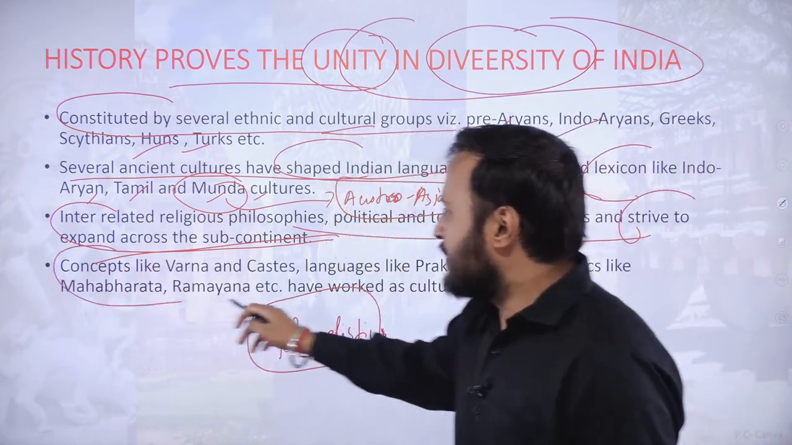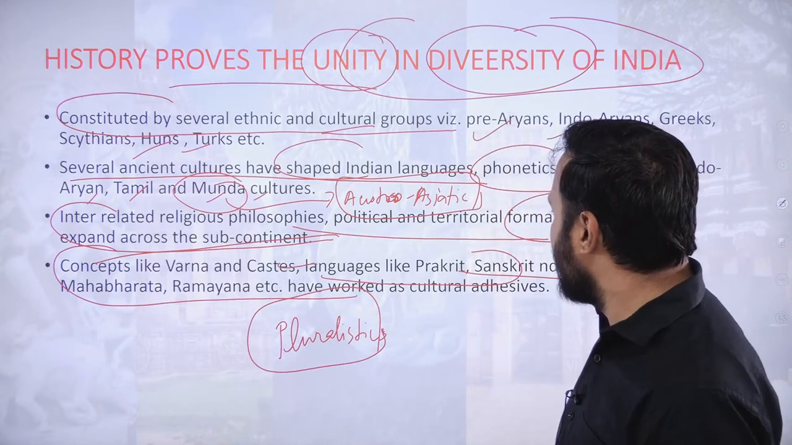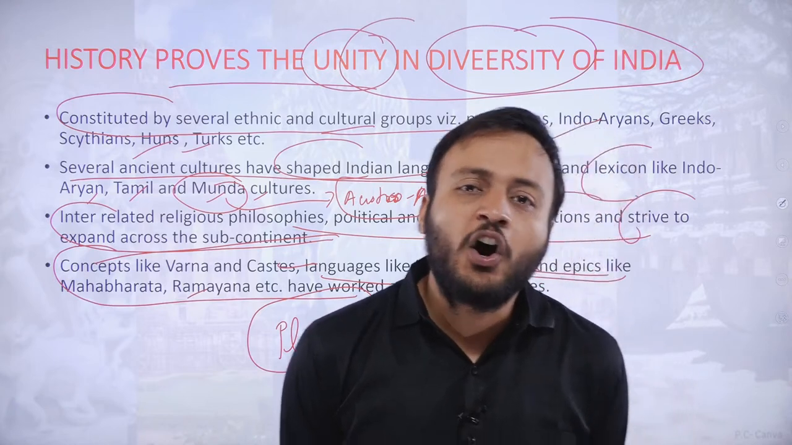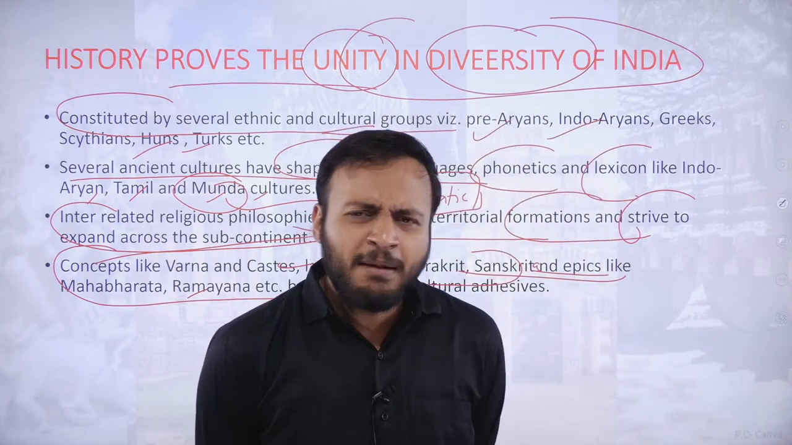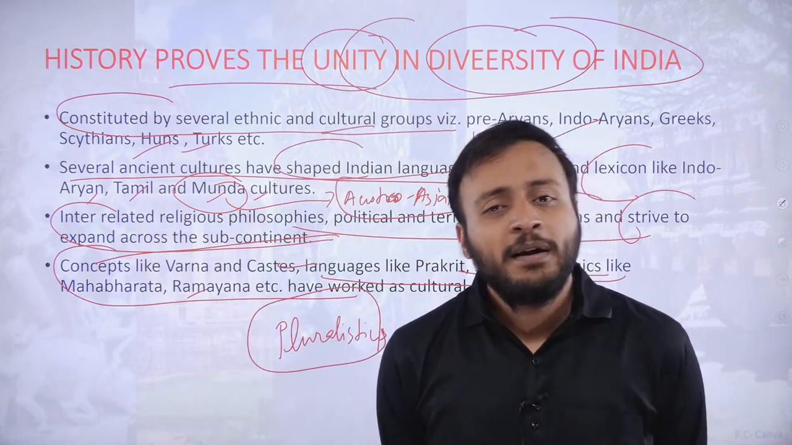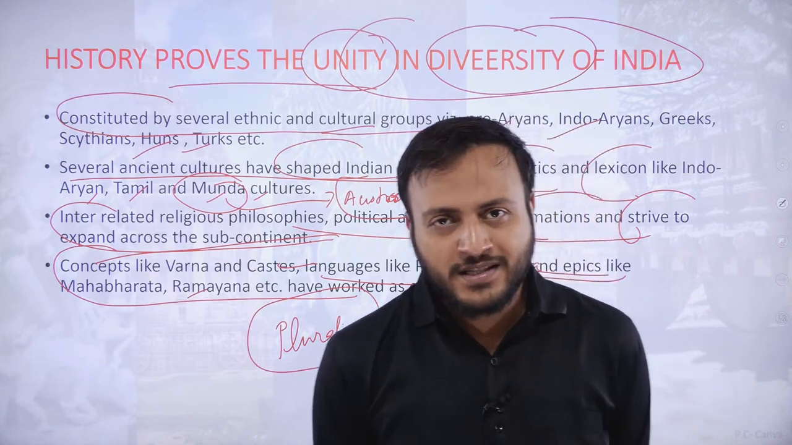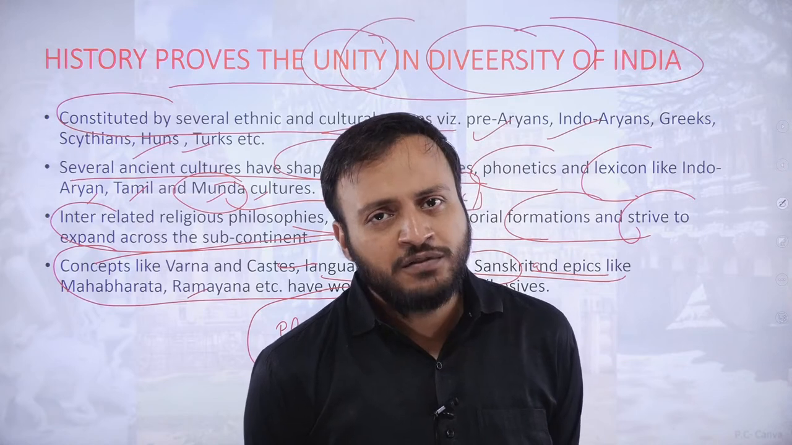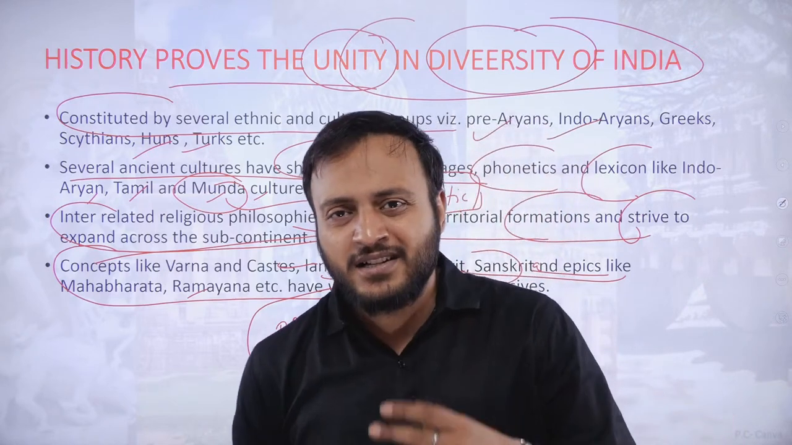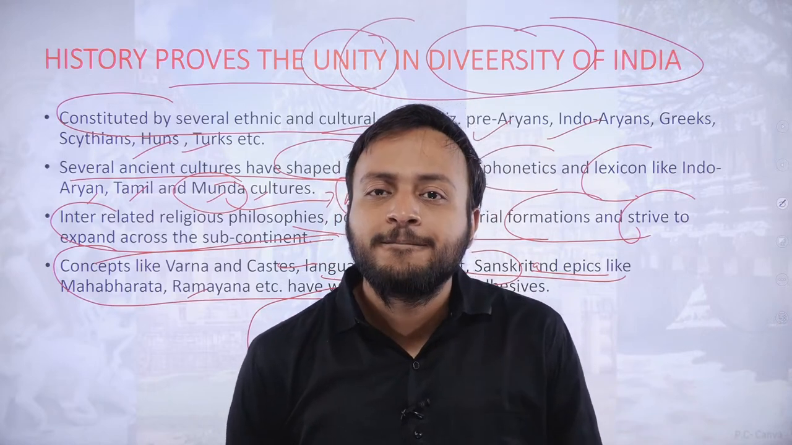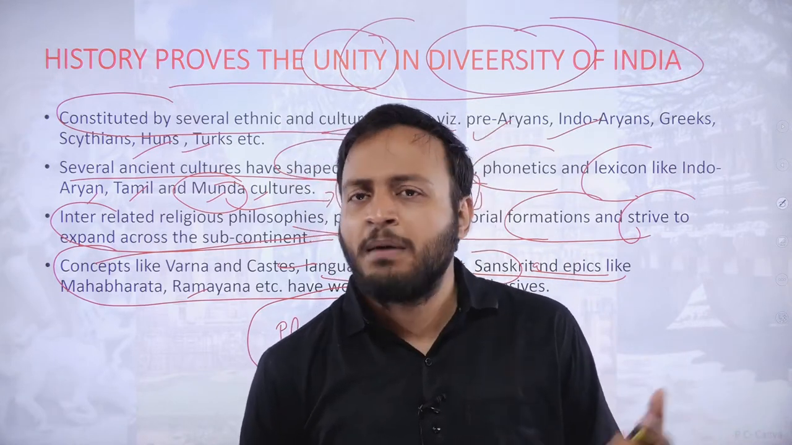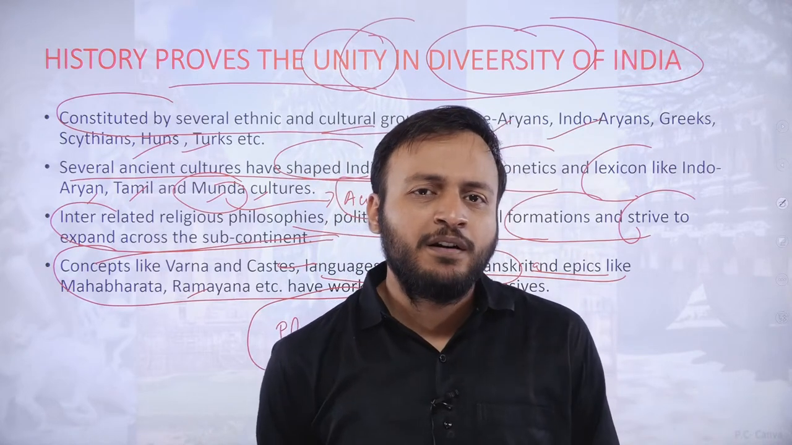Now, concepts like the Varna and the caste and the languages like Prakrit, Sanskrit, and epics like Mahabharata, Ramayana. Guys, there are a lot of things which share the common existence in the Indian subcontinent. I'm not going to tell you about just negative things like caste or the linguistic differences. But some of the positive things are also there. If you will study the ancient history and you will understand the culture of the country, you will realize that the most ancient dance practices, the folk stories, the sculpture art, the statue construction, all these things have the common themes related to the Ramayana, related to the Mahabharata, related to the Puranas. Similar common themes have been found.